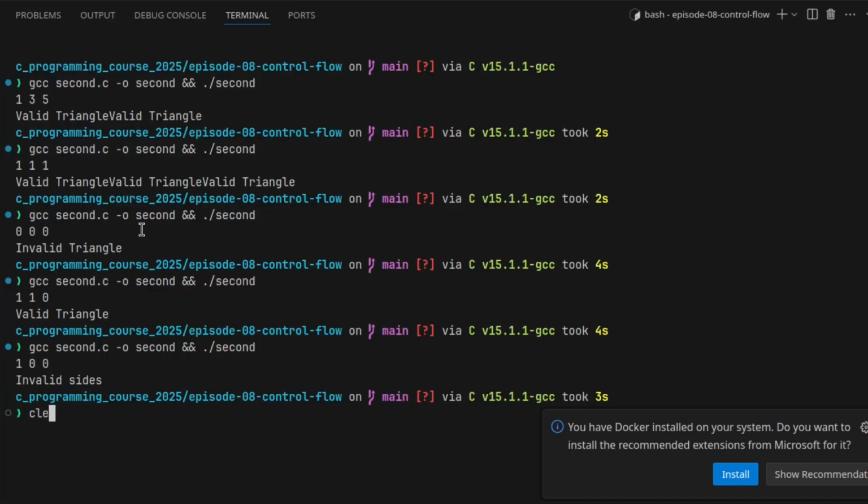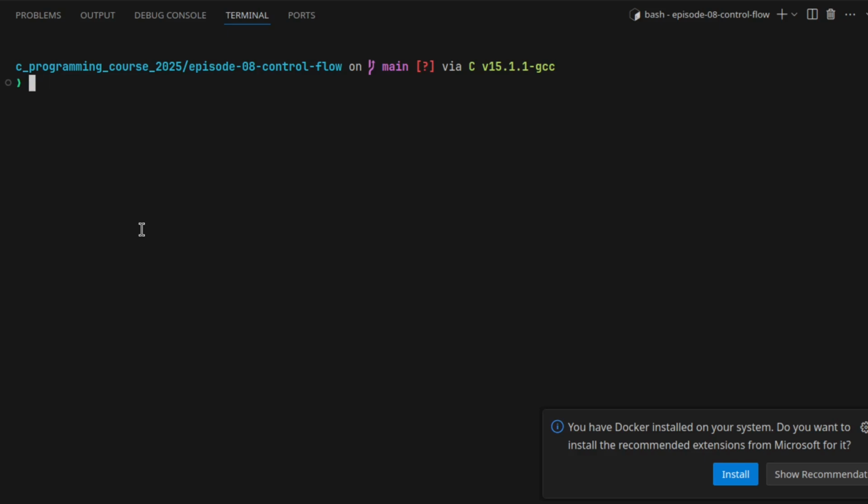Third.c, let's clear the terminal. gcc third.c -o third, the output, and we want to execute it first in the same directory. Third, and after that execute the binary.